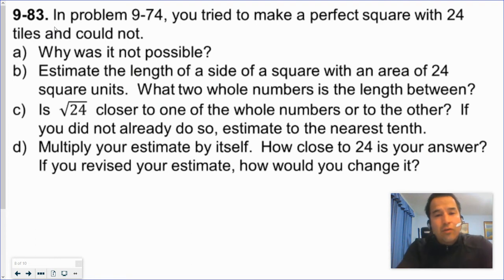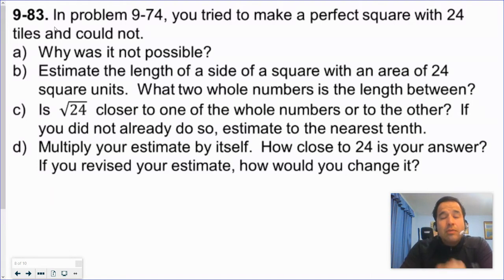In problem 974, you tried to make a perfect square with 24 tiles and could not. Why was it not possible? It's not possible because a square, both sides have to be the same, and we're multiplying both sides to get the area. So what number times itself gives me 24? It wasn't possible with tiles. Now, that doesn't mean that you can't do it. It's not with tiles. Estimate the length of a side of a square with an area of 24 square units.